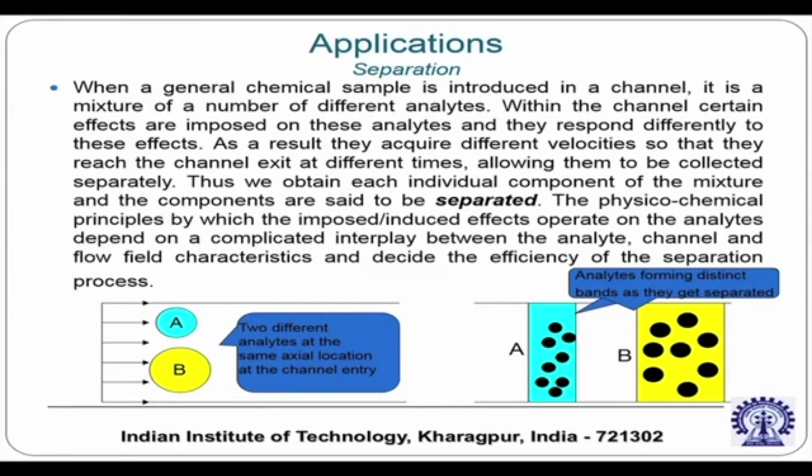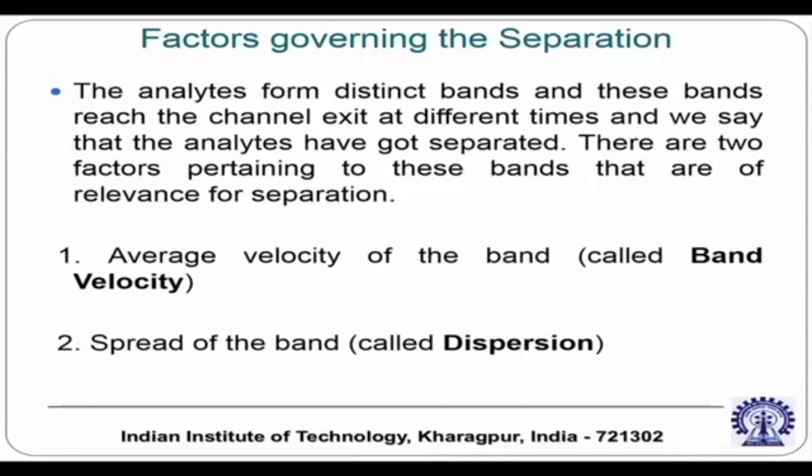separated. Okay. The principles by which the imposed or induced effects operate on the analytes depend on a complicated interplay between the analyte, the channel and the flow field characteristics and decide the efficiency of the separation process. So the analytes form distinct bands, actually we discussed this in the context of dispersion, and these bands reach the channel exit at different times and we say that the analytes have got separated. There are two factors which are of importance: average velocity of the band, which is called the band velocity, and spread of the band, which is called dispersion.